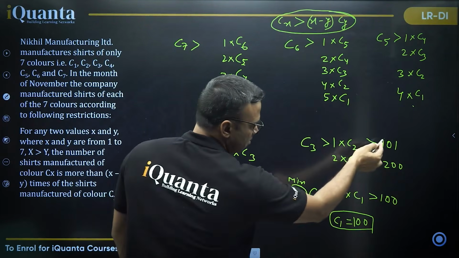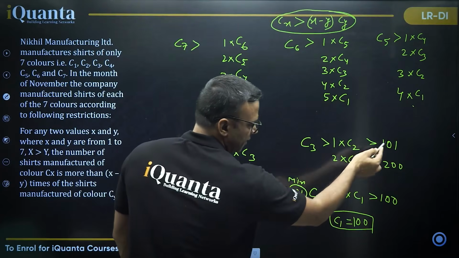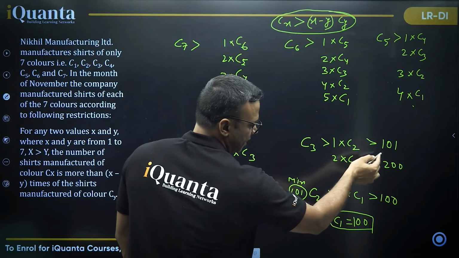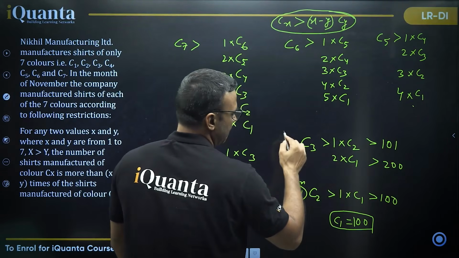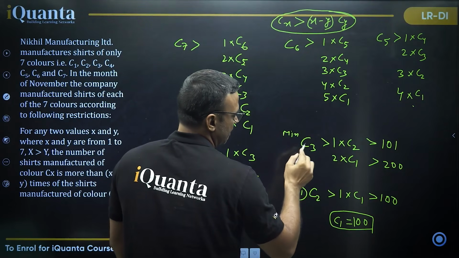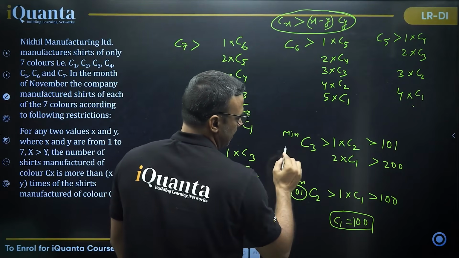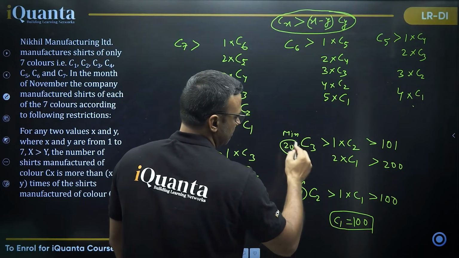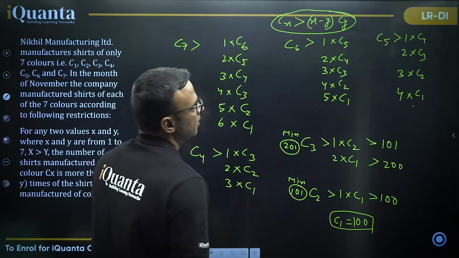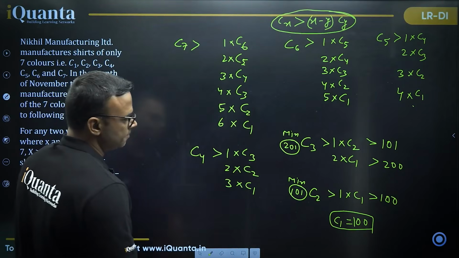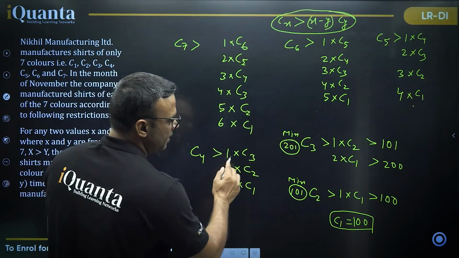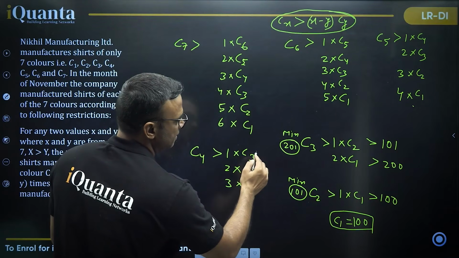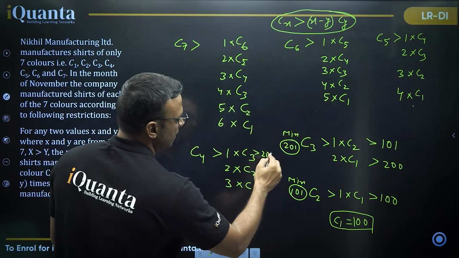So the minimum value of C3 will be 1 more than any one of them. So at least 201, because C3 has to satisfy both. Okay, so 201. Now proceed from there. We have C4. So 1 into C3, that is 201.